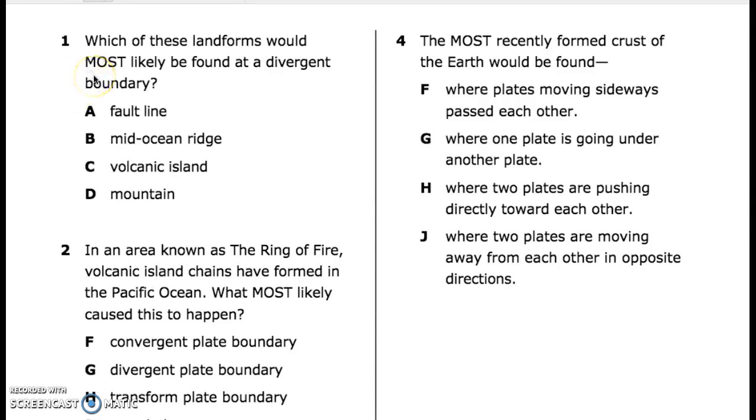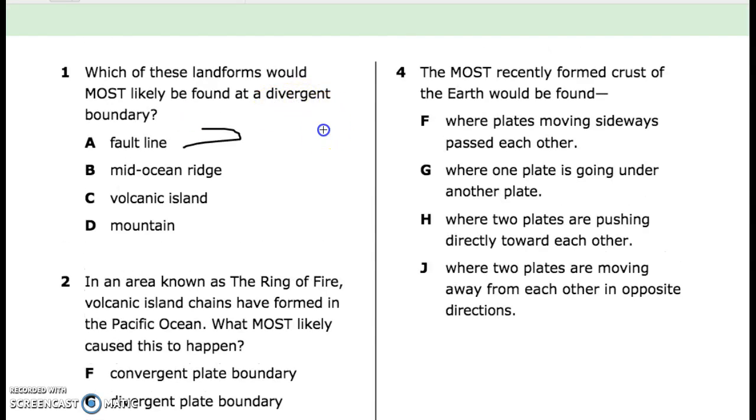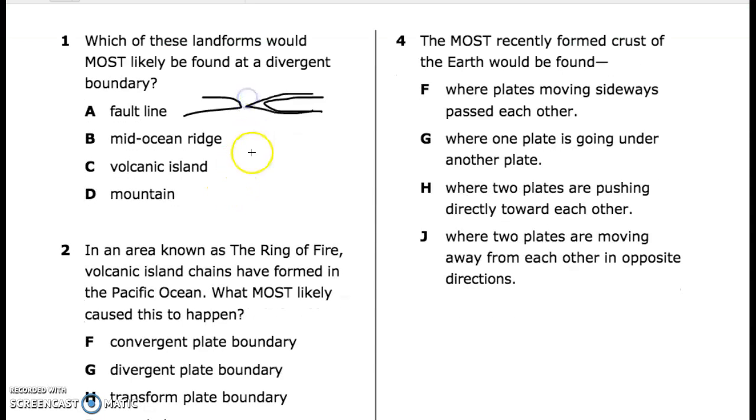It says, which of these landforms would most likely be found at a divergent boundary? So if you remember, a divergent boundary is where plates are moving apart. So where plates are moving apart, you see the lava. Let's see if I can get a pin over here. Here's a plate. Here's a plate. And what you see is the magma coming up in between them.